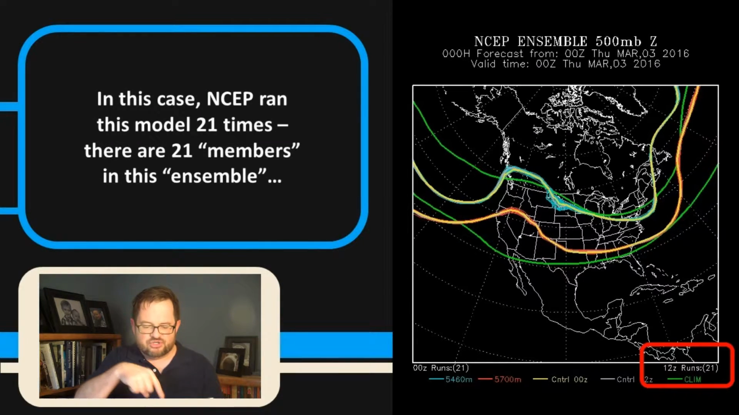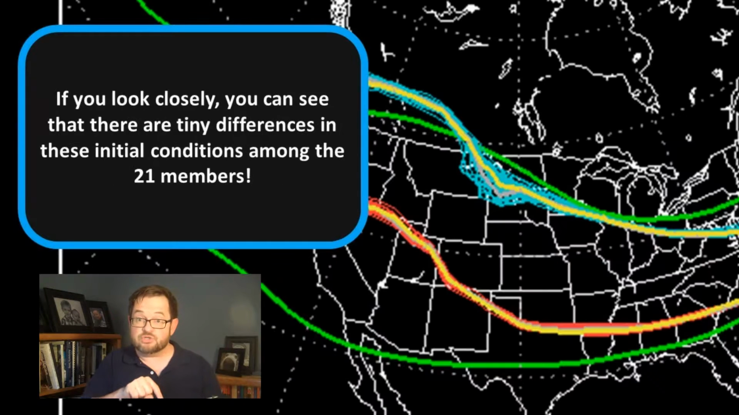See how there's 21 different blue curves showing what the 21 different sets of initial conditions look like as far as where that one contour was. And there's 21 of those little red curves on there, showing where the second contour was. The yellow on there I think is supposed to be the average. And you can see that there are actually, if you squint, some small differences.